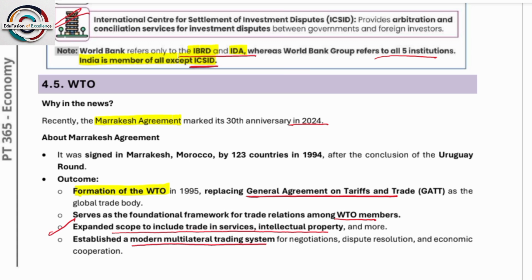The World Bank refers only to IBRD and IDA, whereas the World Bank Group refers to all five institutions. India is a member of all except ICSID.